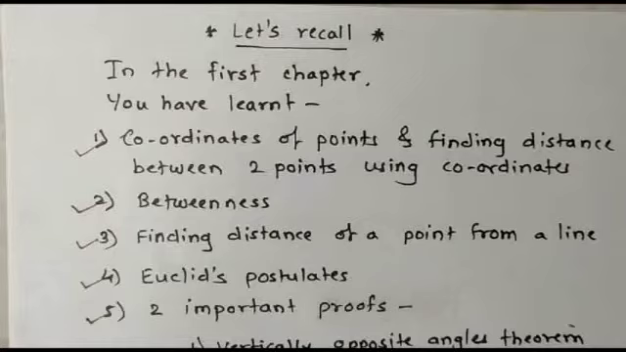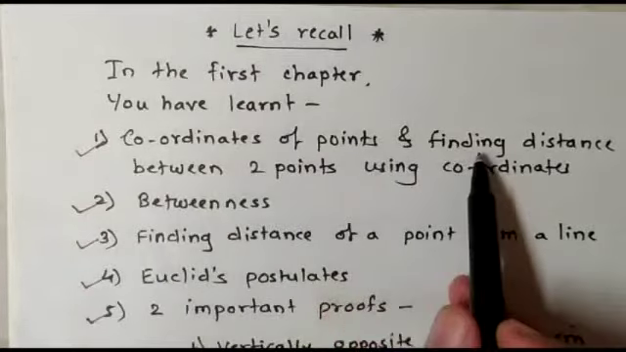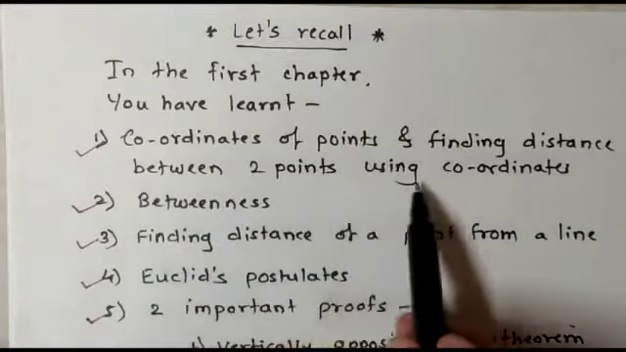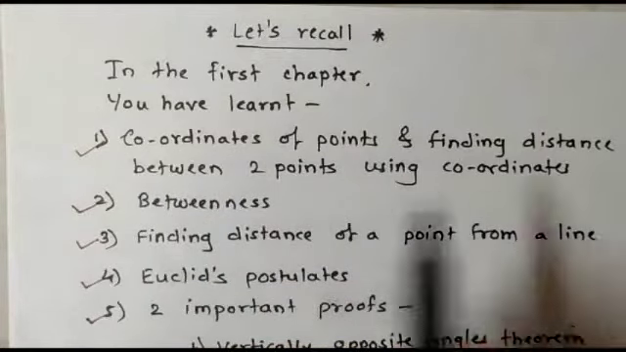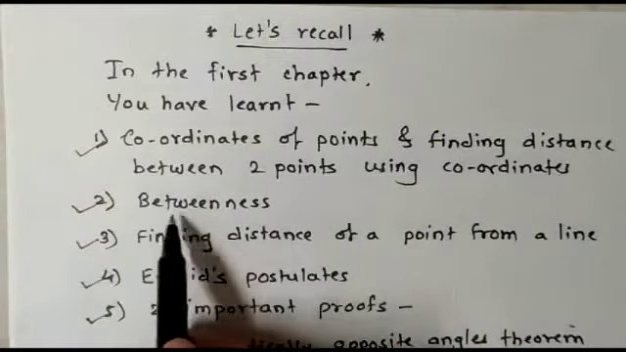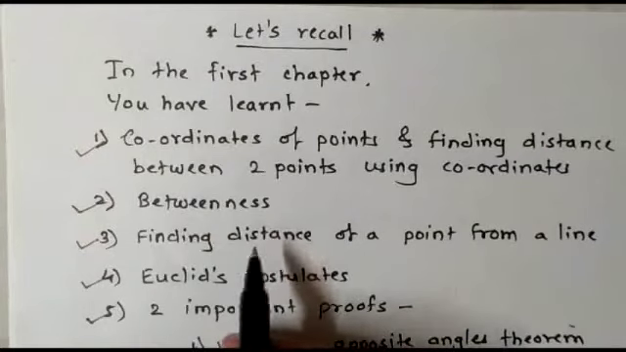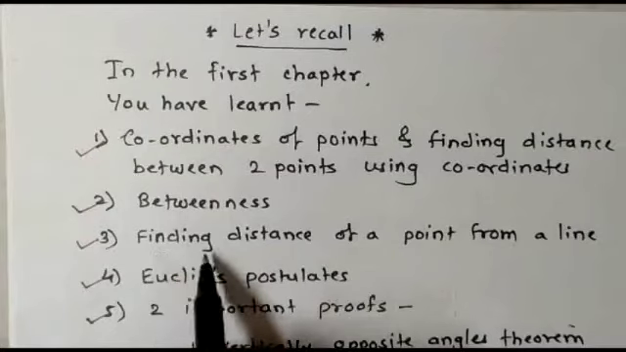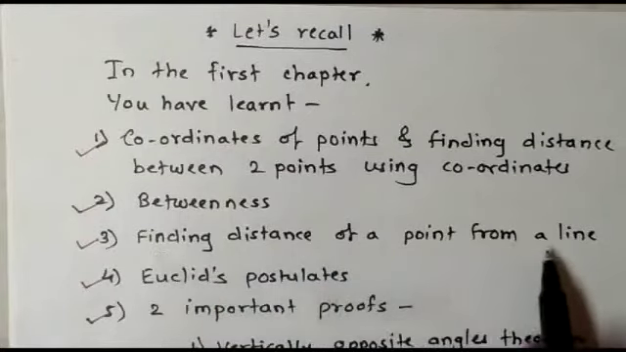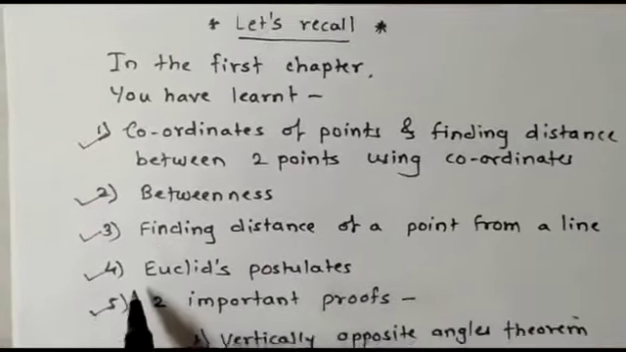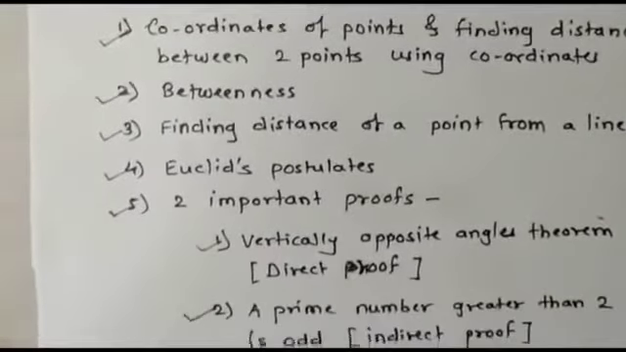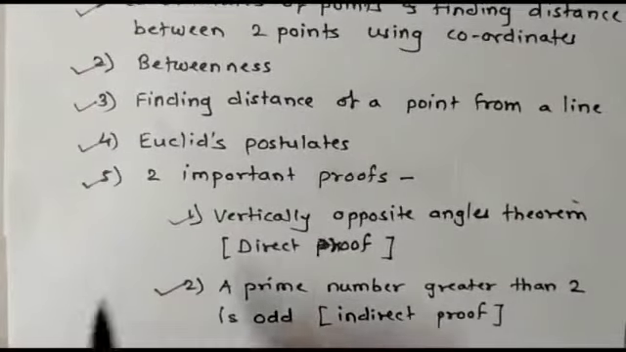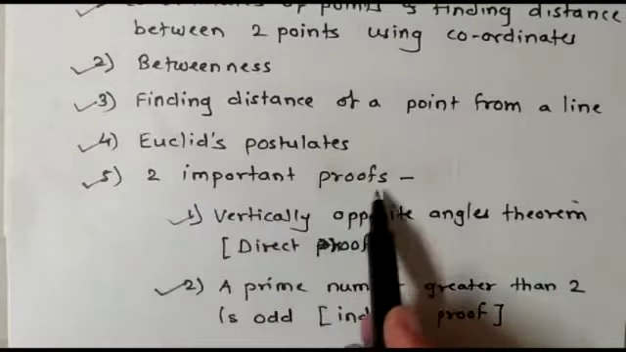Let's recall once before we start solving the problem set. You have learned coordinates of points and finding distance between two points using their coordinates. Then we have discussed betweenness of three collinear points. Along with that, you have learned finding distance of a point from a line. In the last video, we have seen the Euclid's postulates and two important proofs.